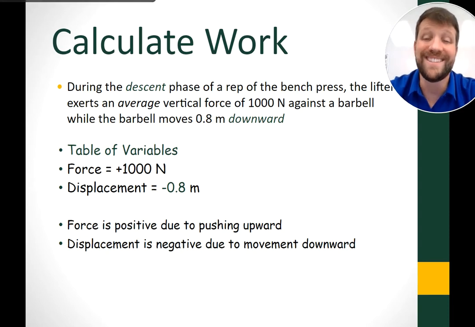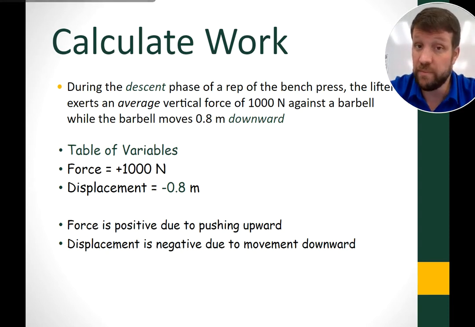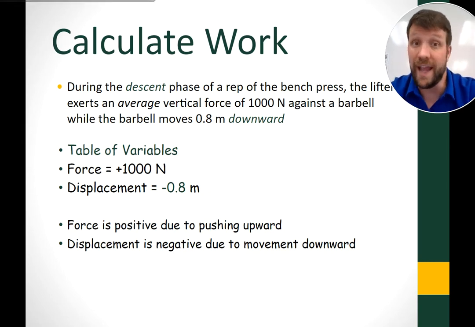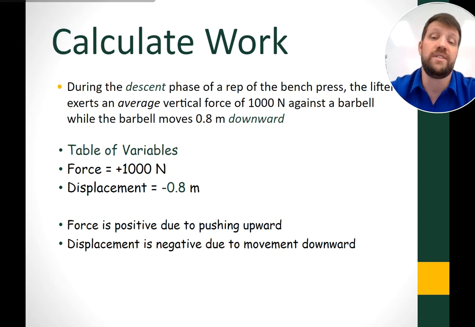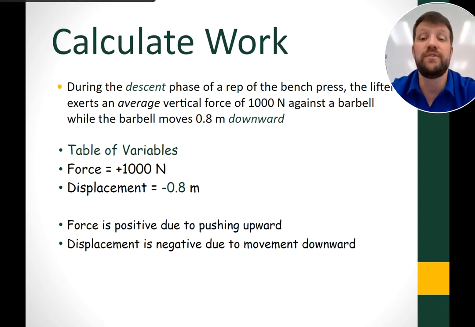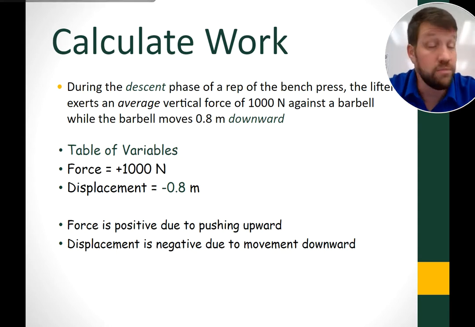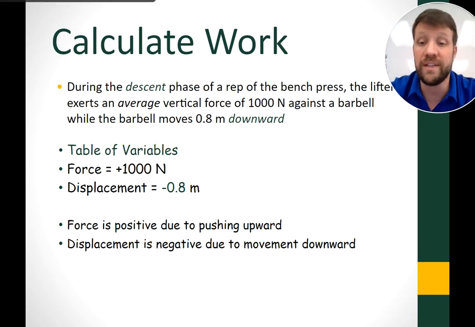Now, in the descent phase of the bench press, because that bar didn't get to that man's chest on its own, right? It had to go down from when he first lifted it up off the rack. So during the descent phase of a rep on the bench press, the lifter exerts an average vertical force of 1,000 newtons. It's the same bench, right? Against the barbell while the barbell moves 0.8 meters downward.